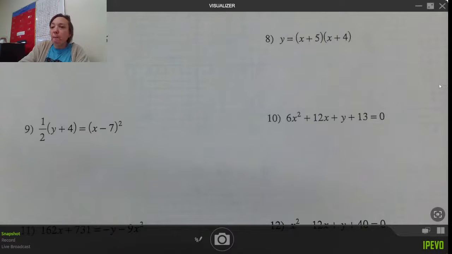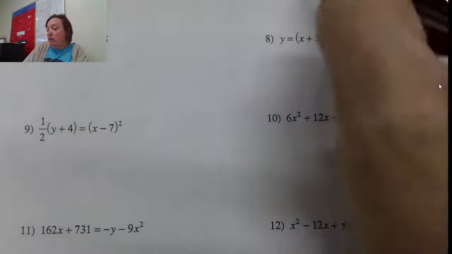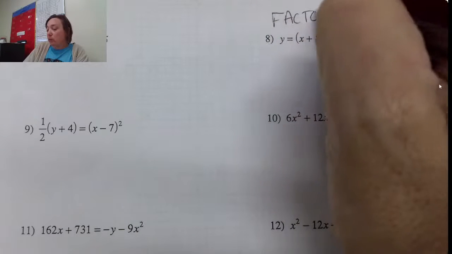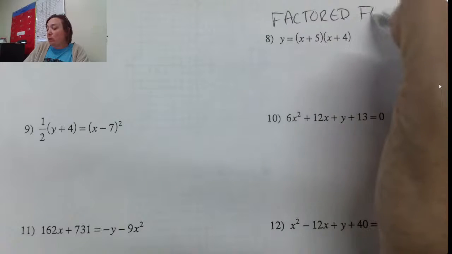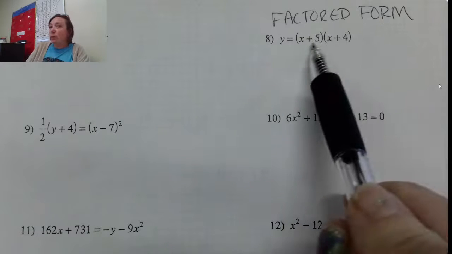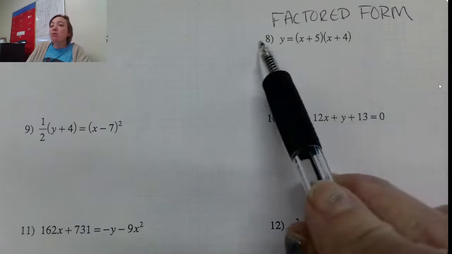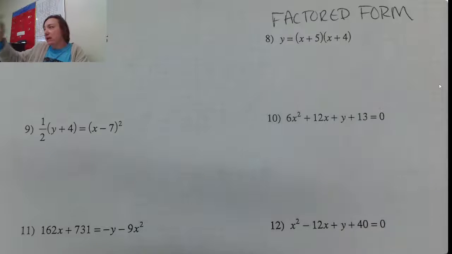Y'all see this one? It's just what we've done before. It's in what's called factored form. We're going to talk about it in more depth tomorrow, but for today, we just want to put it in vertex form. So what we're going to have to do is multiply this out to put it in standard form first, so that we can use the information from standard form to put it in vertex form.